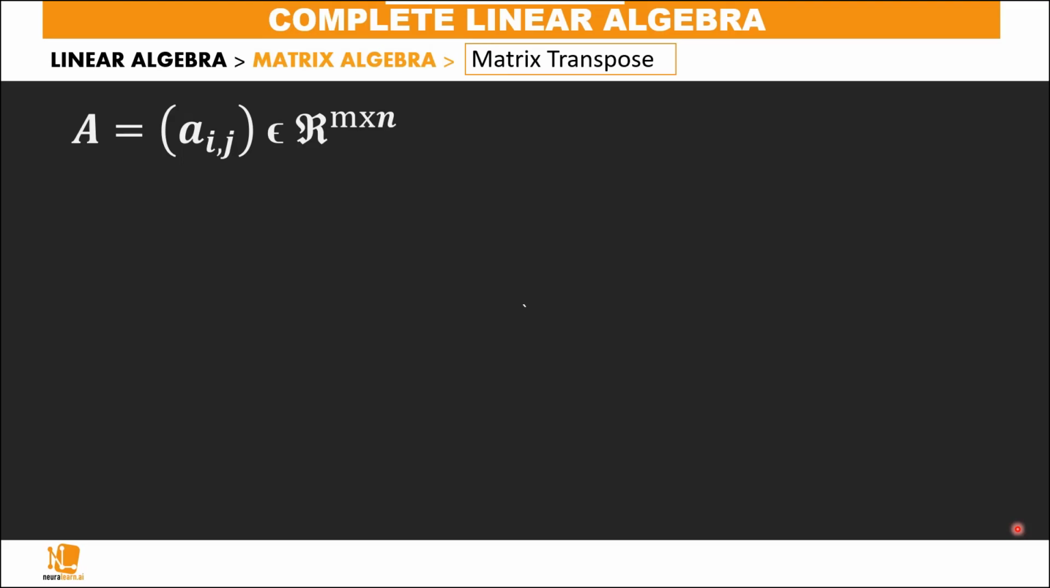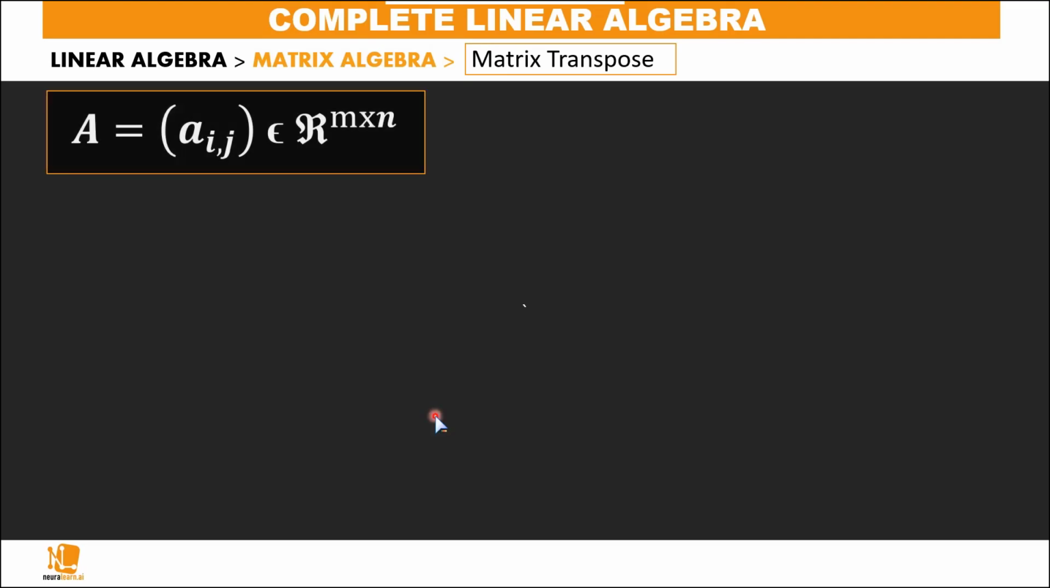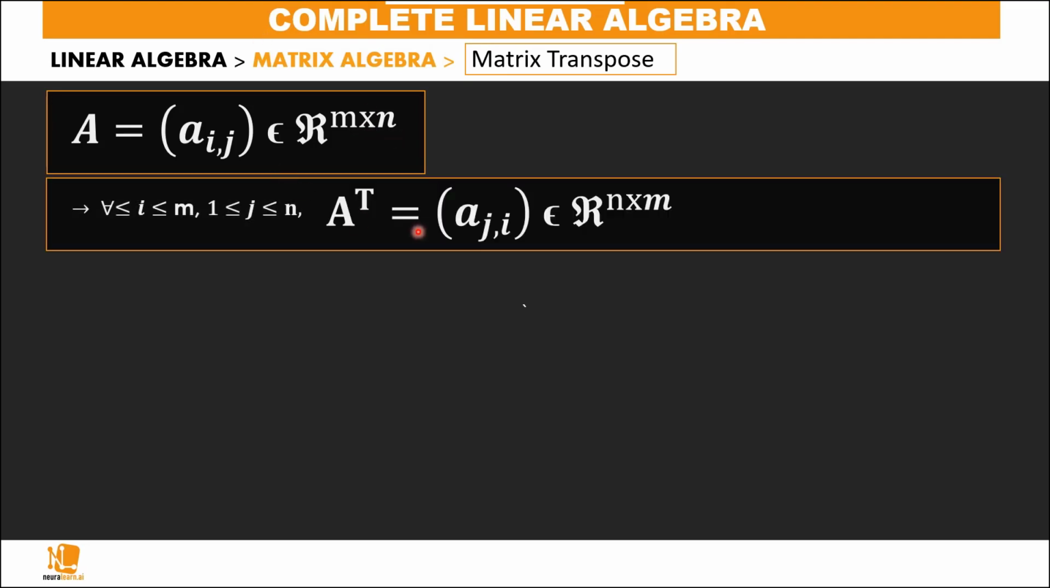The transpose of a matrix is an operator which changes rows to columns and columns to rows. Let A be an m by n matrix. The transpose of A, noted A T, is an element of R n by m, so the transpose is an n by m matrix.